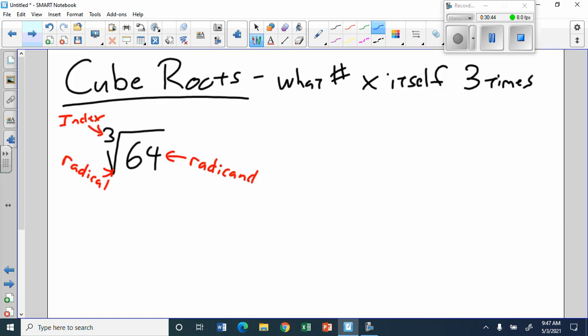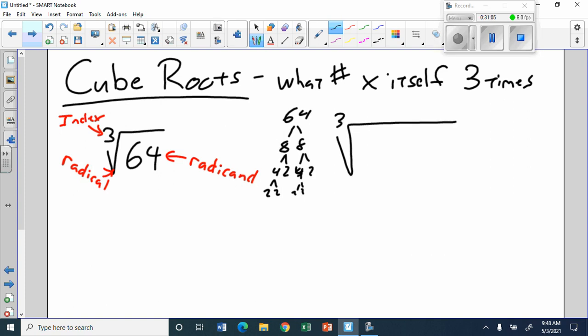So just like in square roots, we were looking to pull out 2's. In cube roots, we're just looking to pull out 3's. And that might look something like this. Take 64, factor it: it's 8 and 8, 4 and 2, 2 and 2, 4 and 2, 2 and 2. So we get the cube root of 2 times 2 times 2 times 2 times 2 times 2, because there's 1, 2, 3, 4, 5, 6 2's.